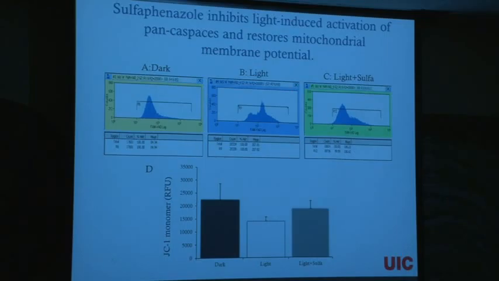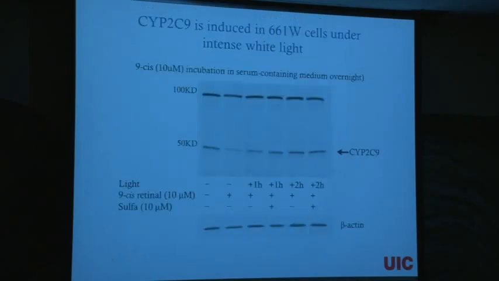It did this in part by stabilizing the membrane potential that we see here, similar to the dark control, but also by impairing caspases. This is flow cytometry, and you can see the configuration of light plus sulfa maintains something similar to the dark morphology.